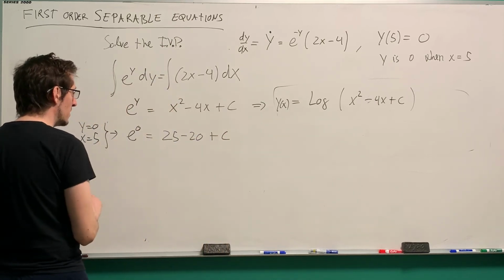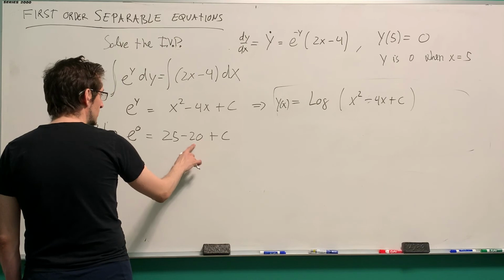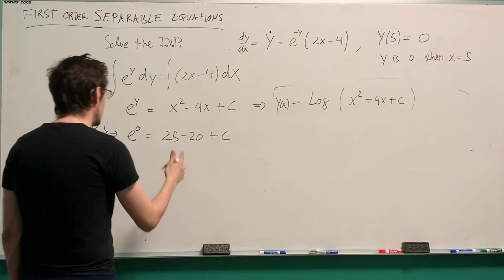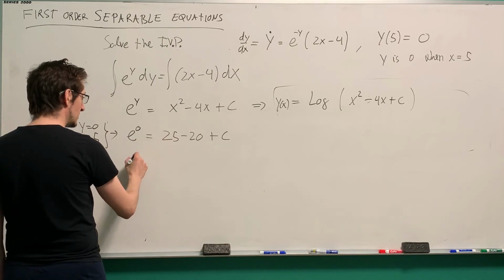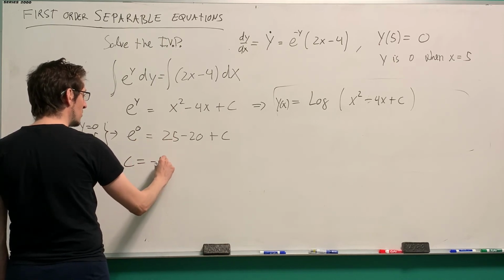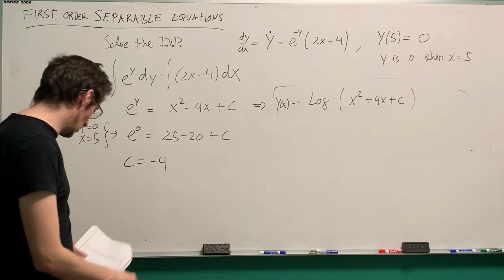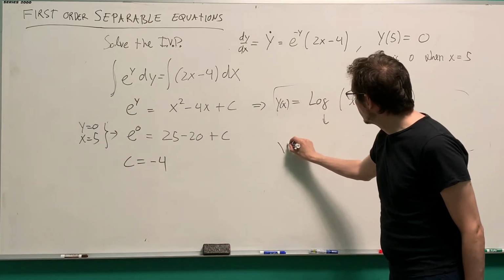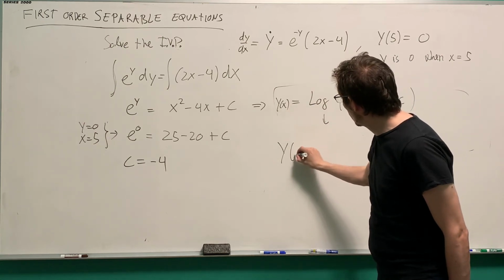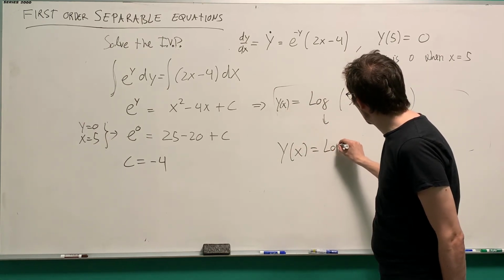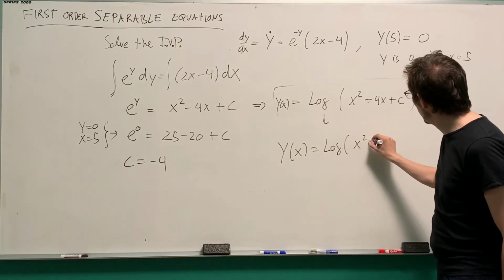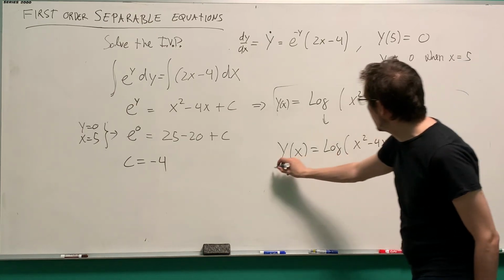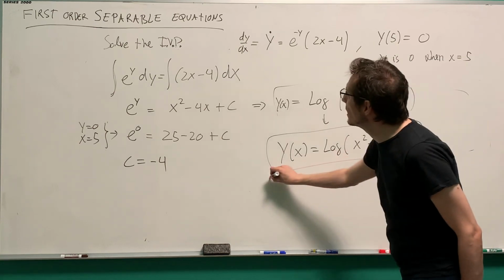Nice. So this is a 1. This is 5. So nice. This is a minus 4 on the other side. So we get c equals minus 4. And there you go. That determines the solution. So the solution we have, substituting into the general solution, the solution of the IVP is that y of x is equal to the log of x squared minus 4x minus 4. And this is the solution to the IVP.